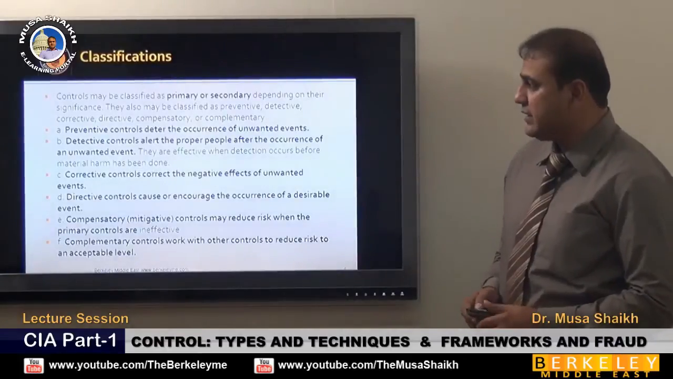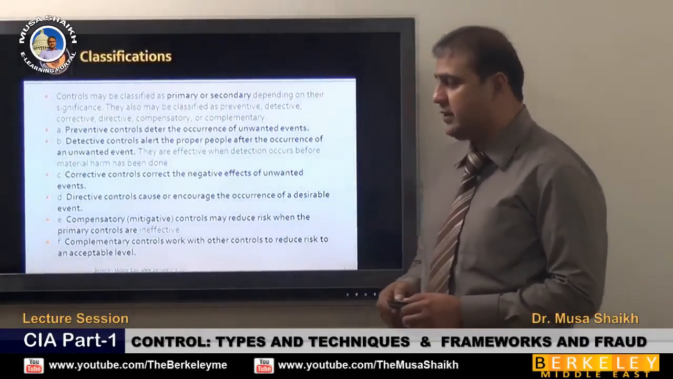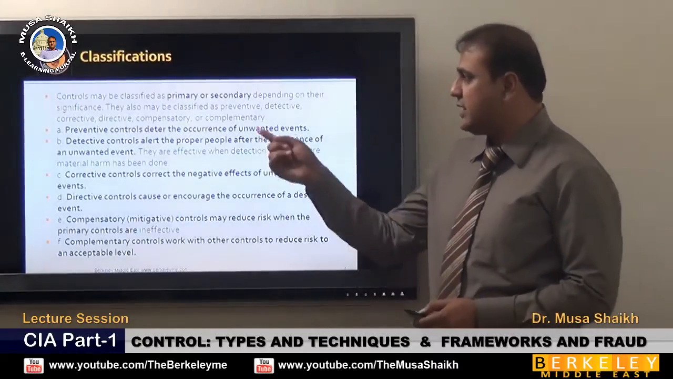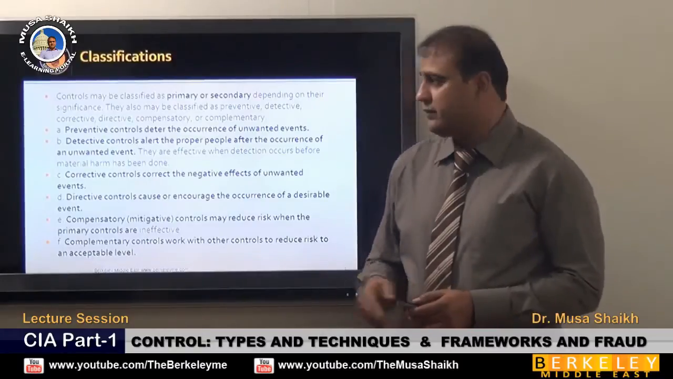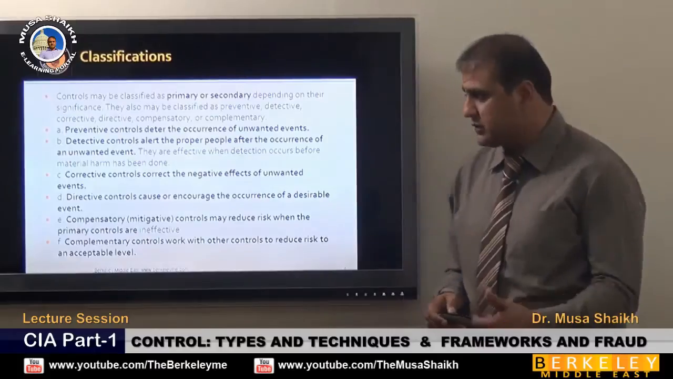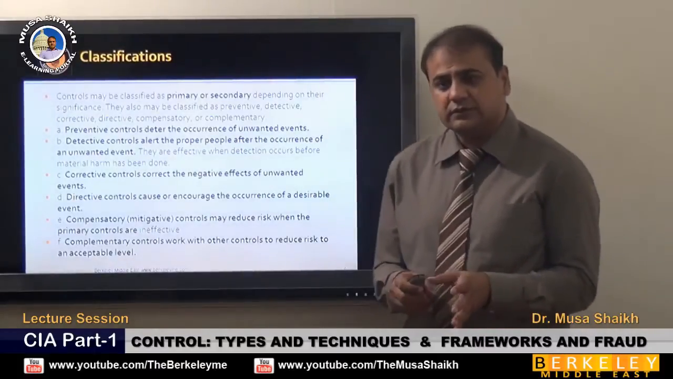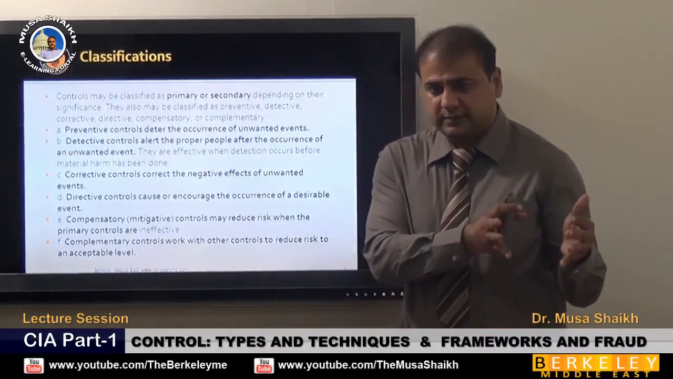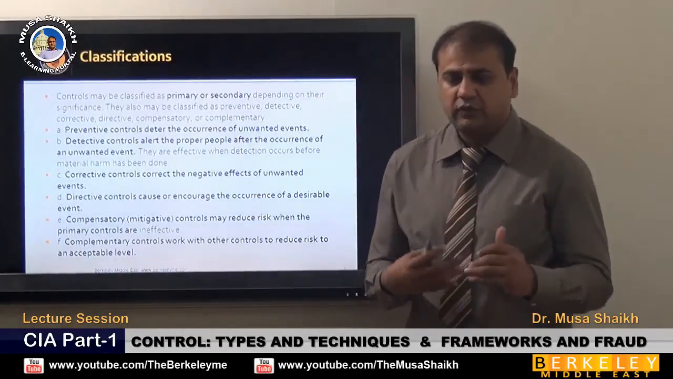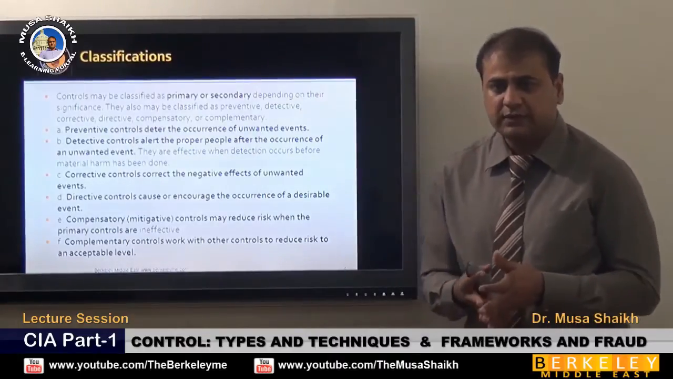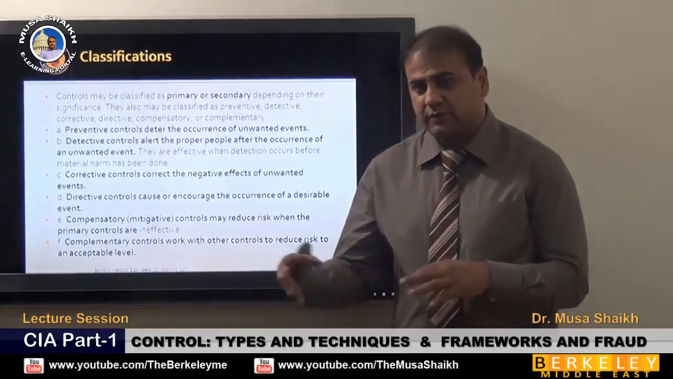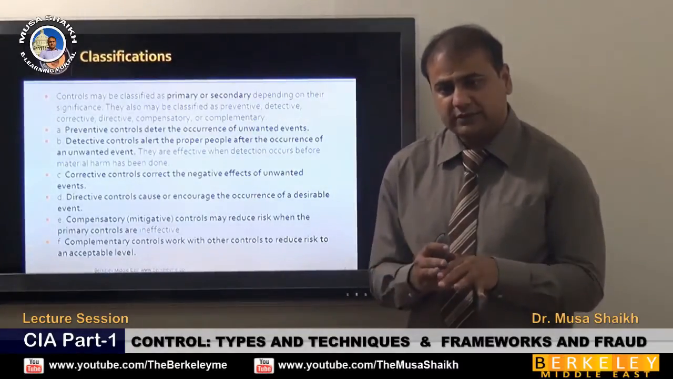Controls may be classified as primary and secondary depending on their significance. They are also classified as preventive, detective, corrective, directive, compensatory, or complementary. What are those? Let's discuss. Preventive controls we put in the planning phase, because in English we say prevention is better than cure. So when we put preventive controls, this means that we don't want to let things happen.